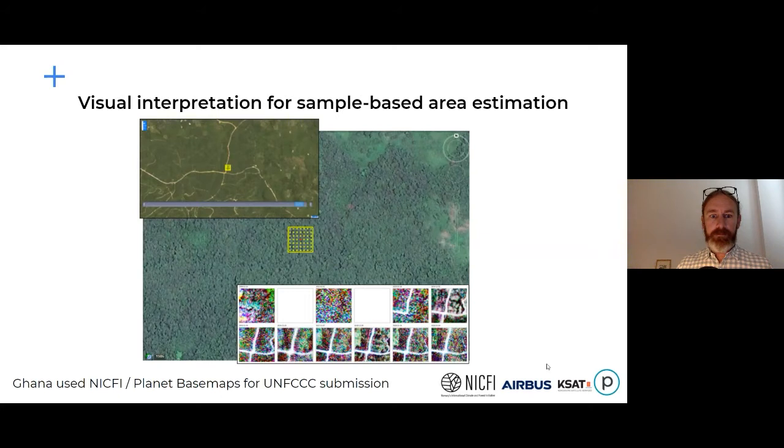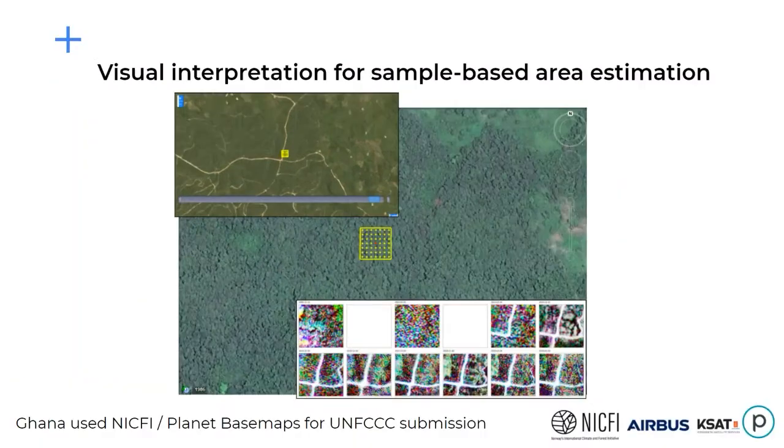Next slide. So we've already put these data sources into an operational context. We've been able to ingest the base maps and use them for very, very low-hanging fruit, but still useful things like visual interpretation on a monthly time step of sample-based area estimation. And Ghana is one of the countries that has used these data for reporting to the UNFCCC already. So it's already been implemented by countries.